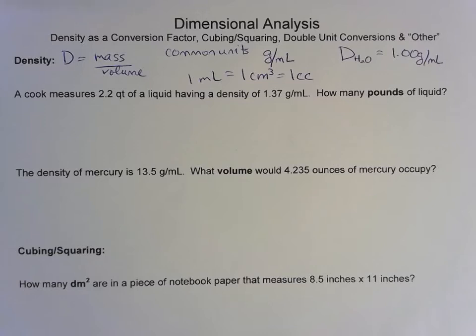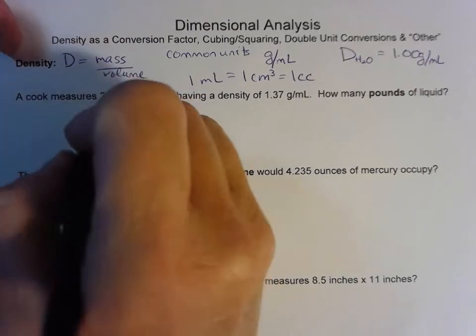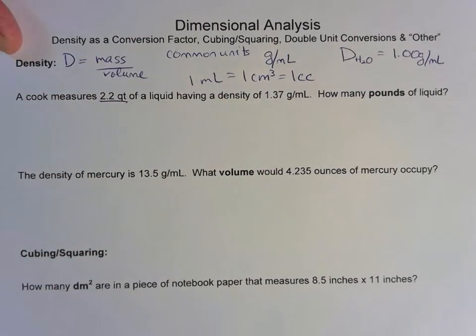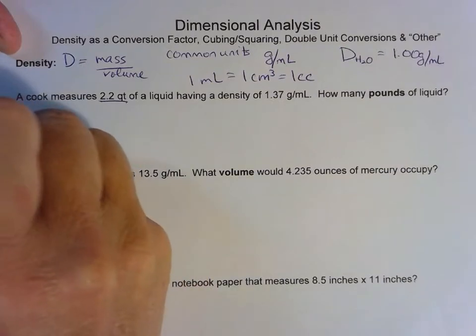So first, let's use density as a conversion factor. It's an awesome conversion factor because it allows you to go from a mass to a volume or a volume to a mass. If I'm looking at the next problem, I see that we have a volume of 2.2 quarts, we have a density given to us, and we have a question of how many pounds of liquid. So we're looking for pounds and we have quarts to start with.